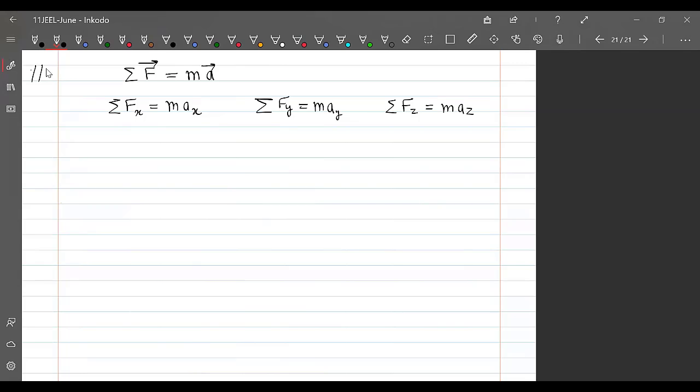Simple, sir. This is your Newton's second law. Net force is equal to mass into acceleration. One form of Newton's second law. एक और है F is equal to delta P by delta T, उसको भी पढ़ेंगे बाद में. So simply अगर ब्लॉक दिया हुआ है यहाँ पे, just do a simple question based on this.